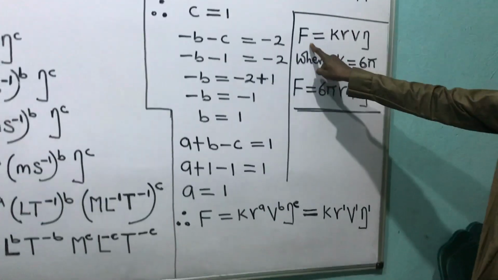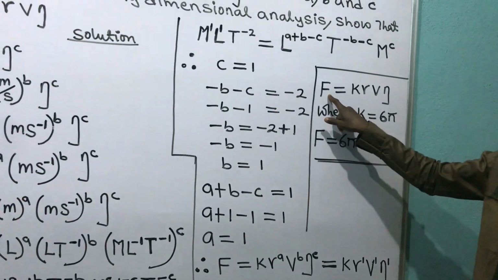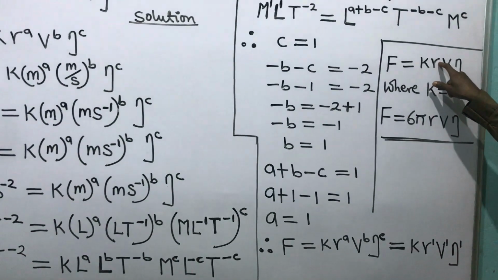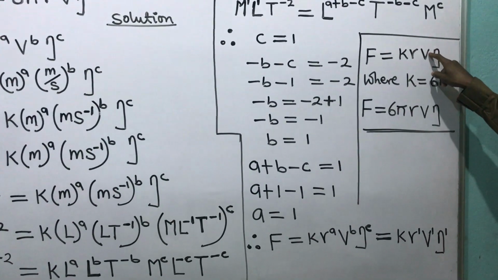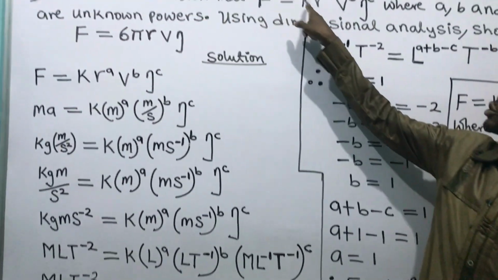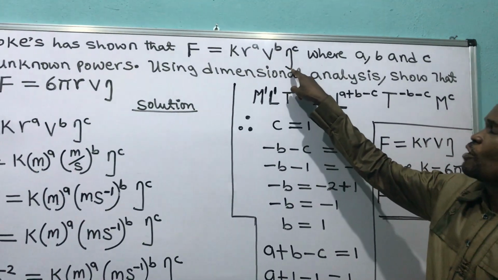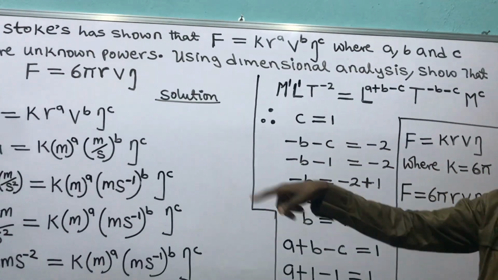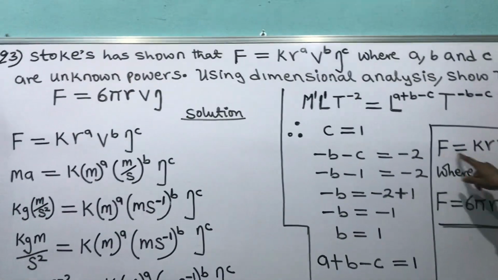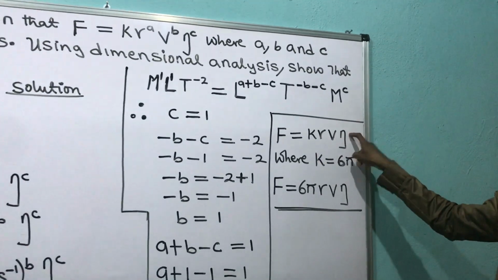Then going back to the equation they gave me. The equation they gave me is F equals to K, R raised to power A, V raised to power B, and the coefficient of viscosity raised to power C. And we find out that A, B, C are all 1. Putting them there, I will have F equals to K, R raised to power 1, V raised to power 1, coefficient of viscosity raised to power 1.